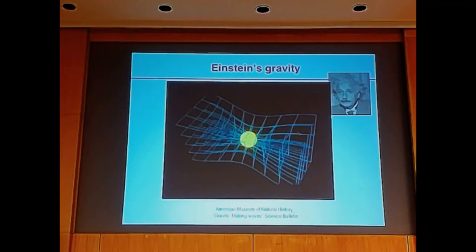So that's the problem. The math of the theory was very, very complicated. It related the mass and the motion and the energy of the masses to the curvature of space-time, through differential equations which were non-linear, high order. So it was a big mess.